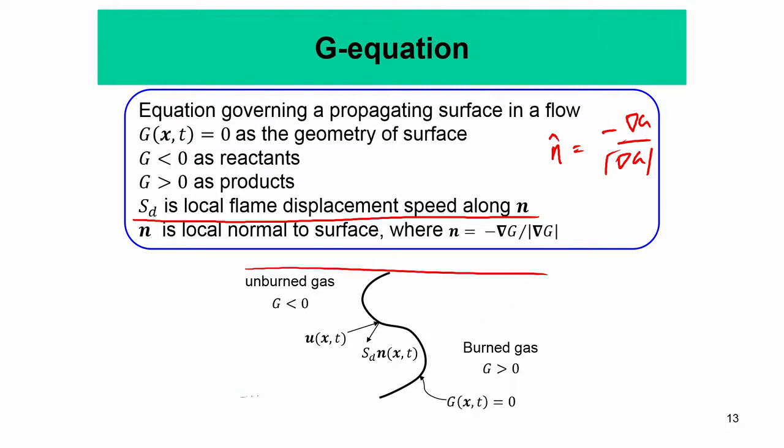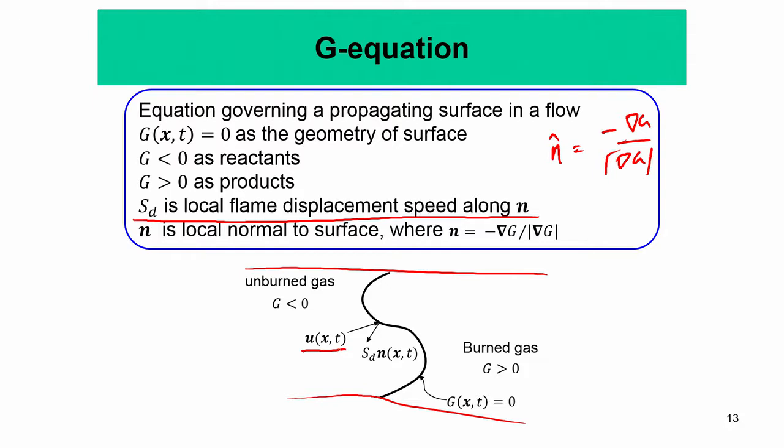If this is my configuration, you have this is my G(x, t) equal to 0. This is my flame, and on the left hand side we have unburnt gas, where G is negative. That is the level set value of G negative. On the right hand side we have burnt gas, where G is positive, and here it is basically propagating due to two effects. The surface is moving and convoluting or stretching, whatever you call it, and whatever is happening is due to two effects.